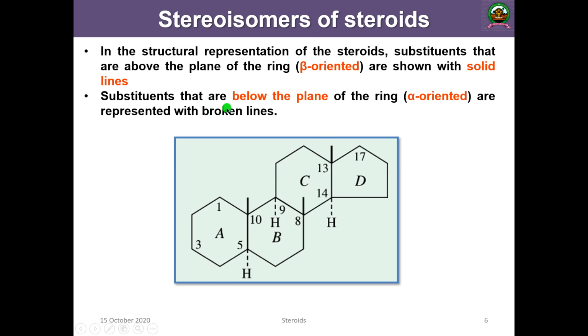If the substituents are above the plane, that is the beta orientation, that is shown in a thick line. Suppose these substituents are like this thick line, this thick line, this thick line. These thick lines are above the plane, that is known as a solid line. Then the substituents that are below the plane of the ring, that is alpha oriented, are represented as broken lines. Okay, that is important, the stereoisomers of the steroids.